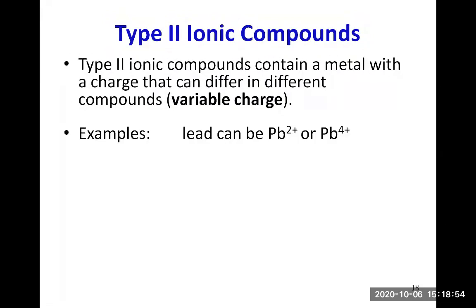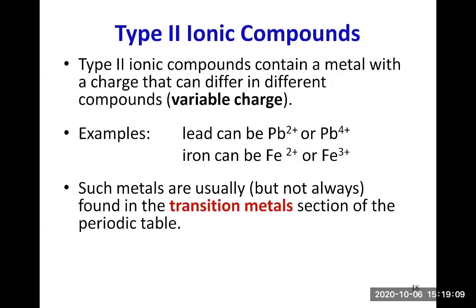Example, lead can be Pb2+ or Pb4+. Iron can be Fe2+ or Fe3+. Depending on the compound, it can be one or the other. Such metals are usually, but not always, found in the transition metals section of the periodic table. So the variable charge metals are in the B groups. And there are some exceptions, as you know already.